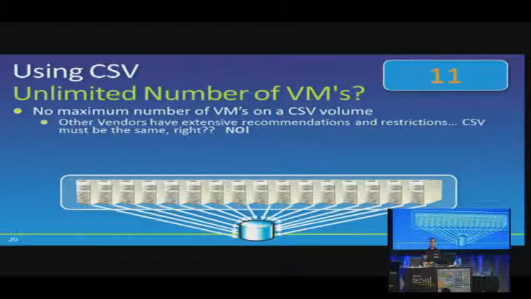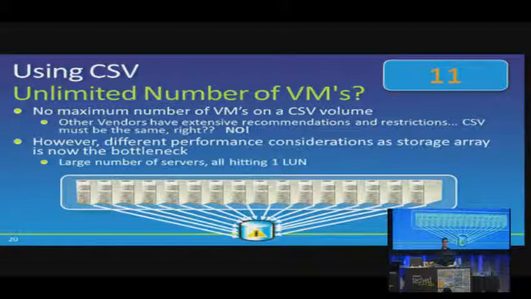And the scientific answer is no. There's not really a maximum as to the number of files that you can have. I mean, you won't be able to fill up as many VMs as you could possibly fit on this one CSV volume. But is there a practical limitation as far as the number of machines that you put on the same CSV? And the answer there is there's no guidance limitation, like you can only put 32 VMs, you can only put 16. There's none of that type of limitation.